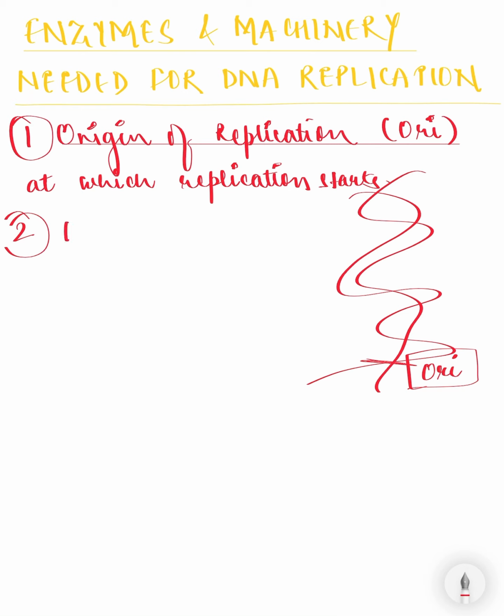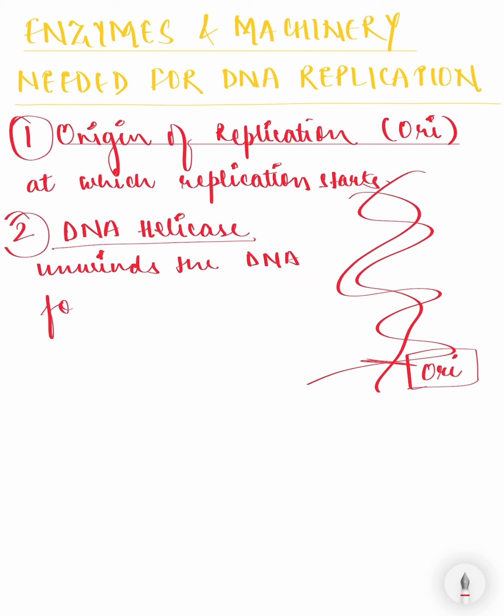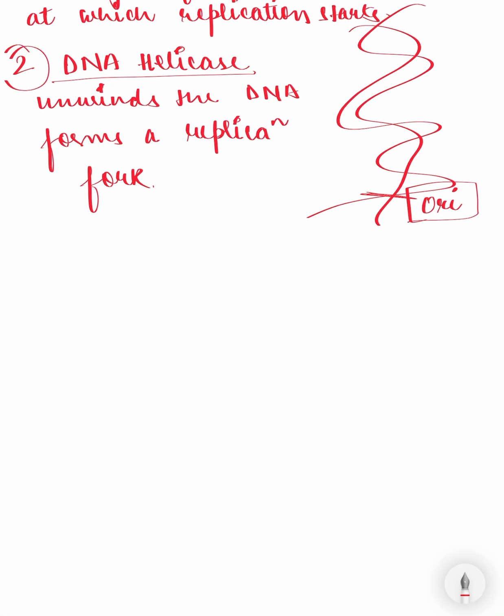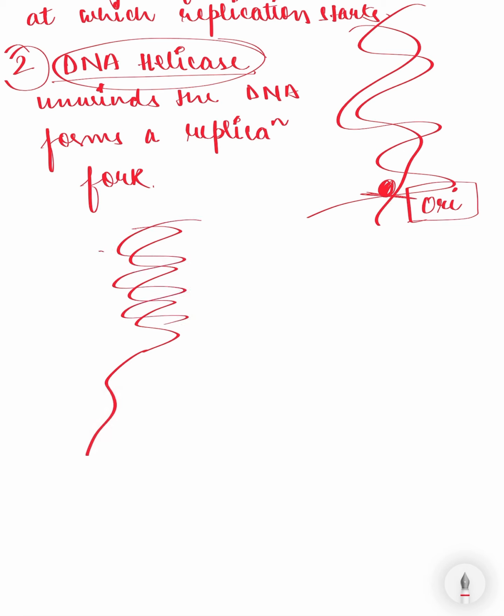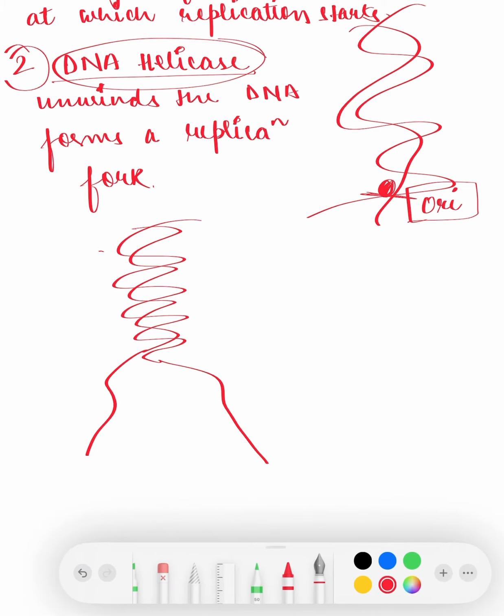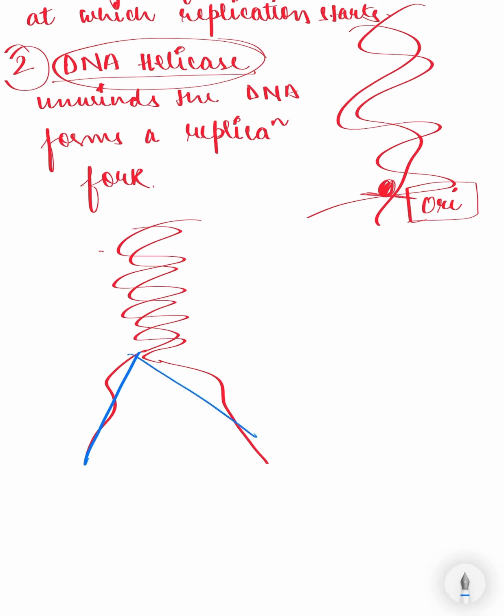Second thing is the enzyme which is called DNA helicase. DNA helicase is the enzyme which unwinds the DNA and forms a replication fork. Now what is the meaning of this? So first of all, let's suppose this enzyme binds here and it uncoils the DNA. It unwinds the DNA helical structure. So what will happen? It will open up like this and it will make a fork-like structure. How fork-like structure? Like this. This is a fork-like structure. So this is what DNA helicase does.